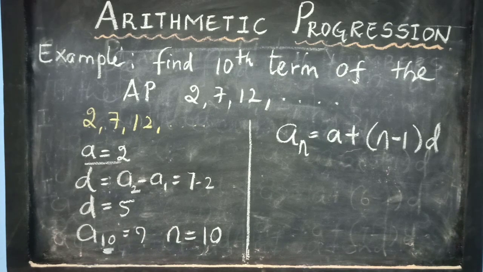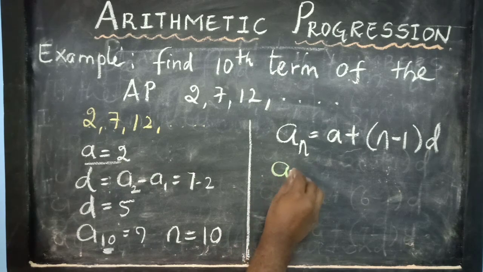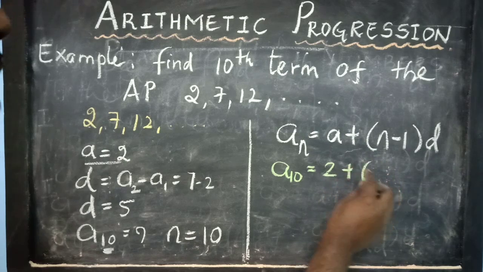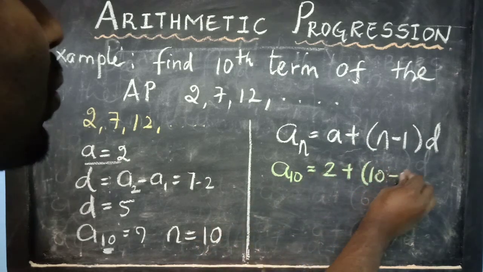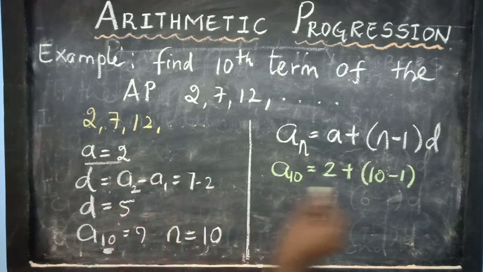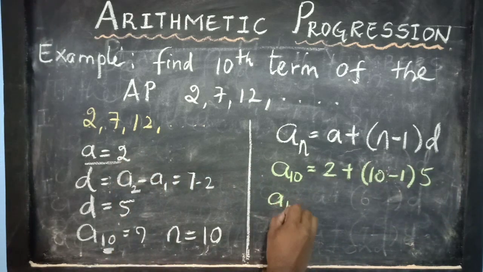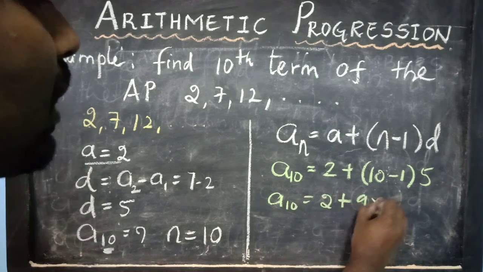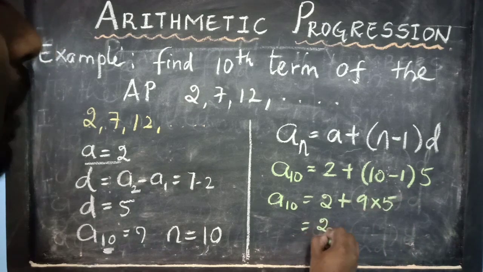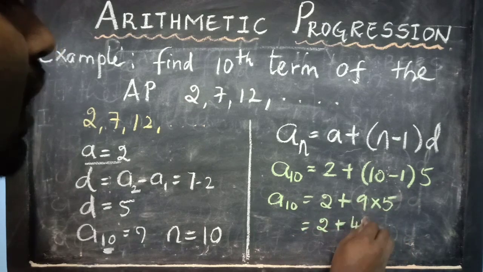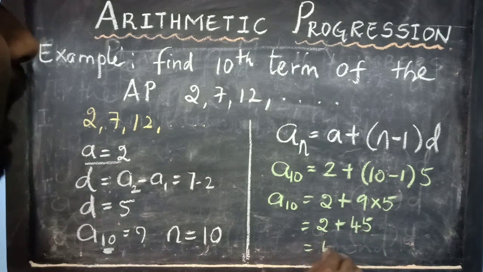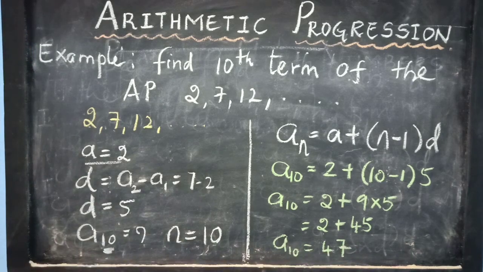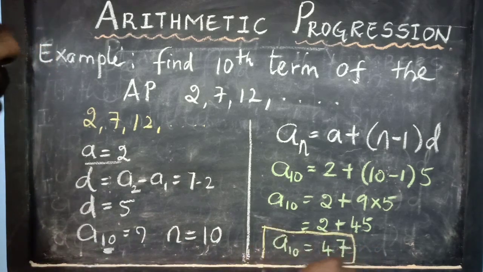So, we get A10 equals, what is the value of A? 2 plus, what is the value of n? 10 minus 1 into D. D is 5. Now, A10 equals 2 plus 10 minus 1 is 9 into 5. Therefore, 2 plus 9 5s are 45. 2 plus 45 is 47. The 10th term of the given AP is 47.